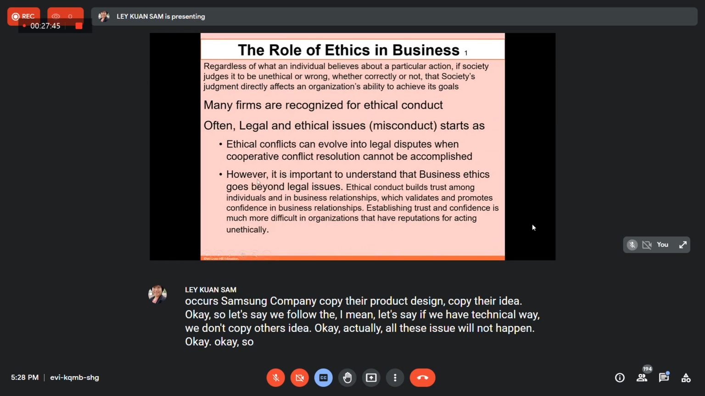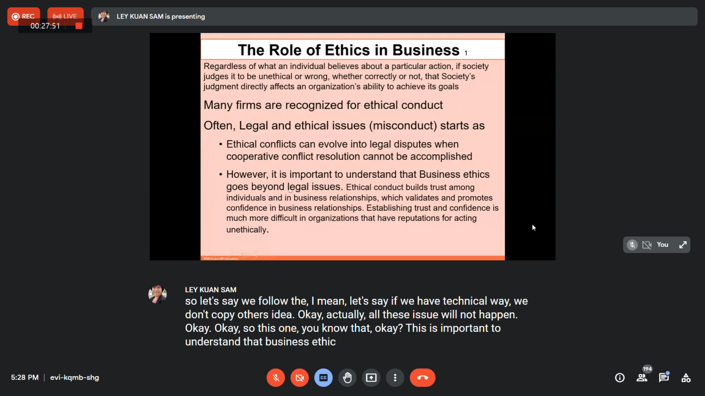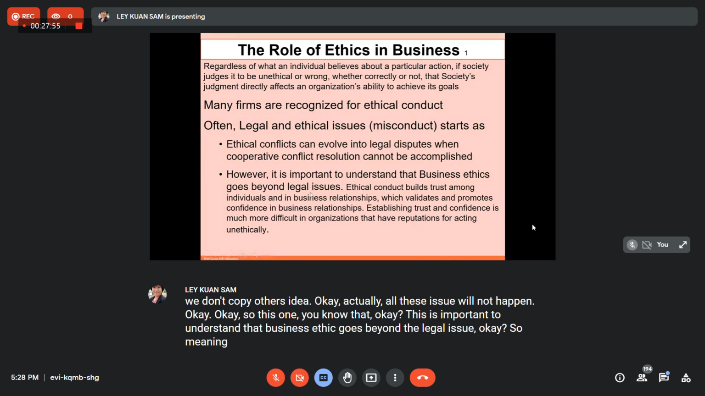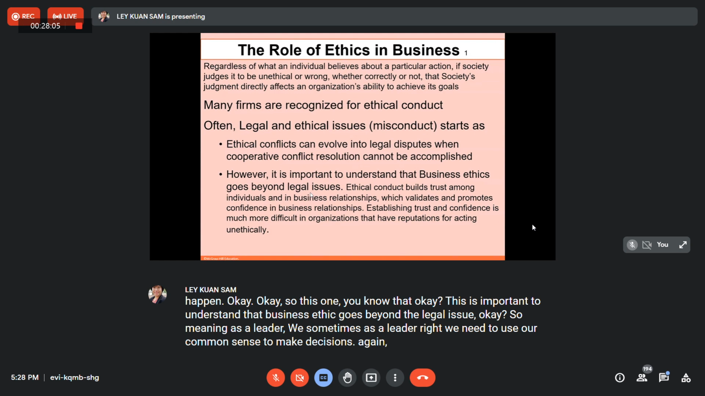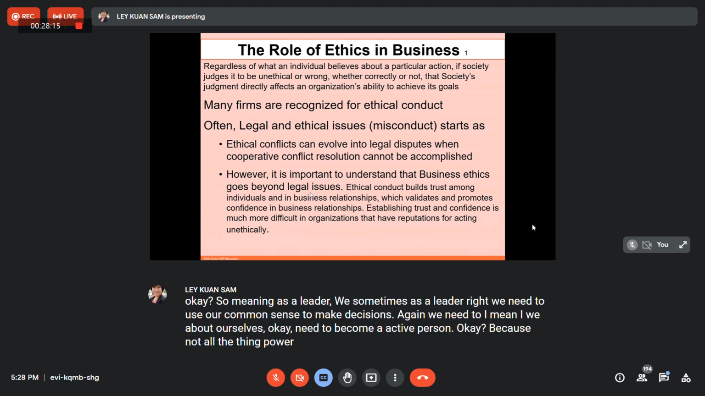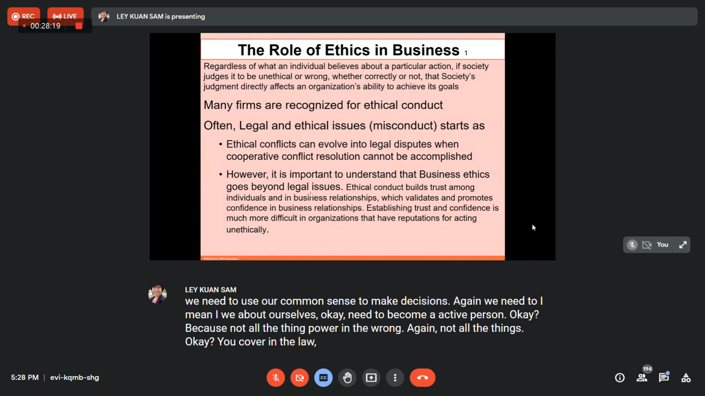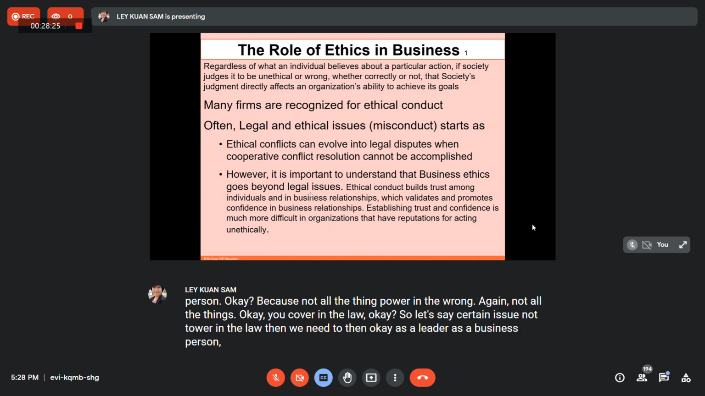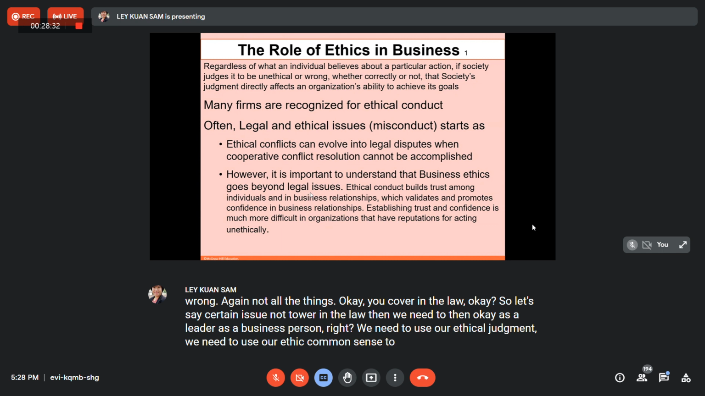This is important to understand: business ethics goes beyond the legal issue. As leaders, we sometimes need to use our common sense to make decisions. We ourselves need to become ethical persons, because not everything is covered in the law. If certain issues are not covered by law, then as a leader and a business person, we need to use our ethical judgment and common sense to make the right decision.